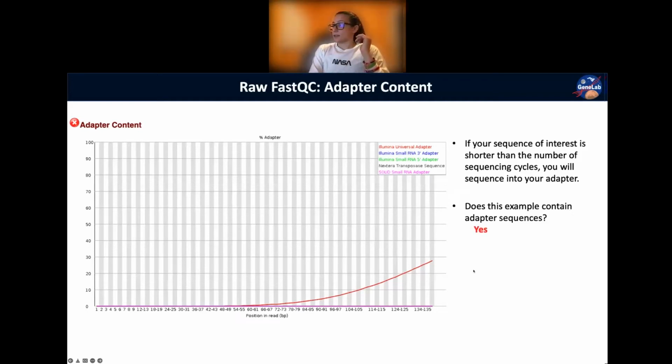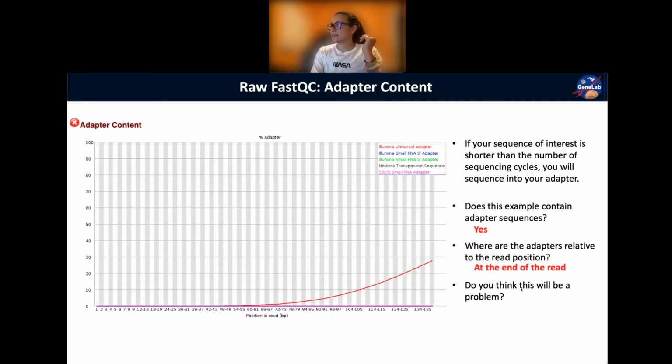So the answer is yes, it does, because as you get to the end of the read, we see the adapters come up here. Oh, I already answered this, but where are the adapters relative to the read position? I already gave you that answer: at the end of the read. And I guess I should ask first, what adapter do we see here? Notice it based on the key. Universal, yeah, so specifically Illumina Universal.